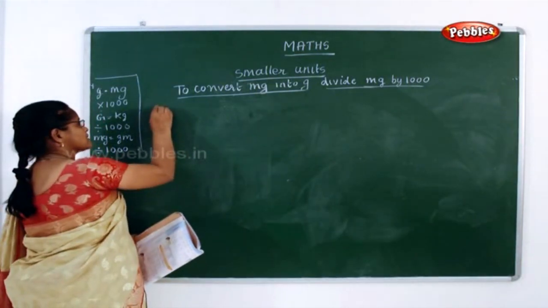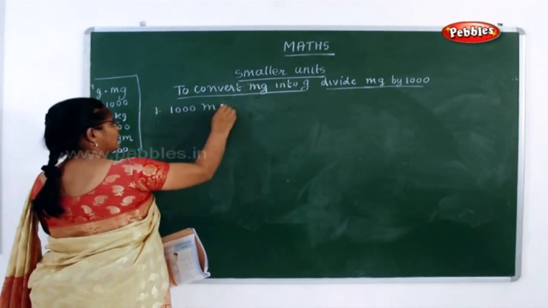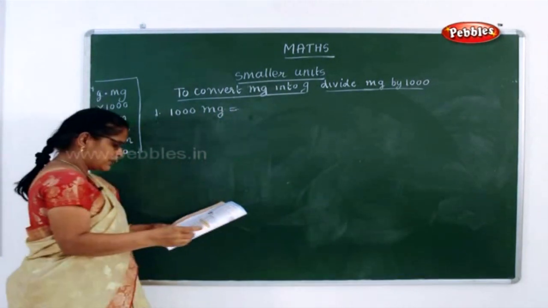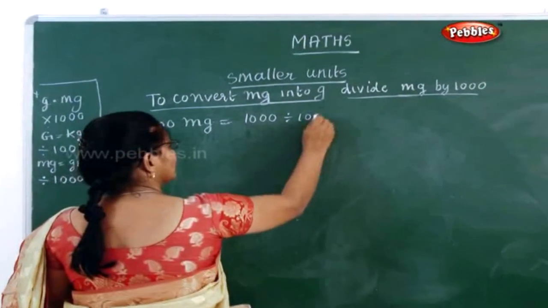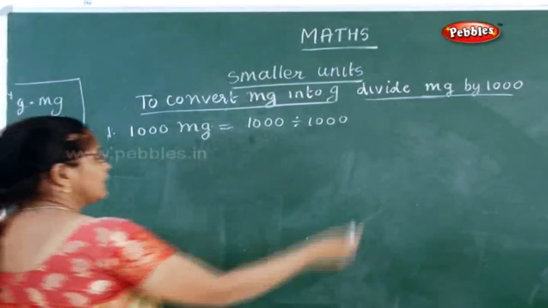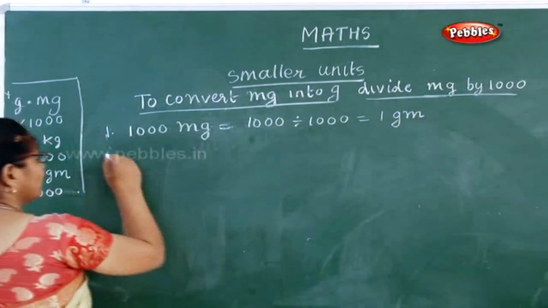See, in that first one, it is 1000 mg. Now how will you do this 1000 mg? 1000 divided by 1000. Now what is 1000 divided by 1000? It is 1 gram.